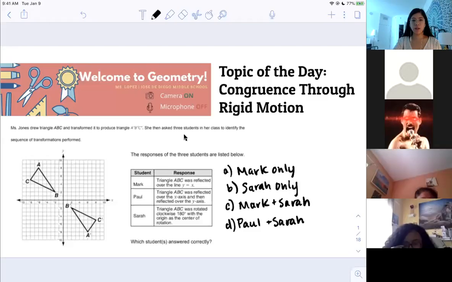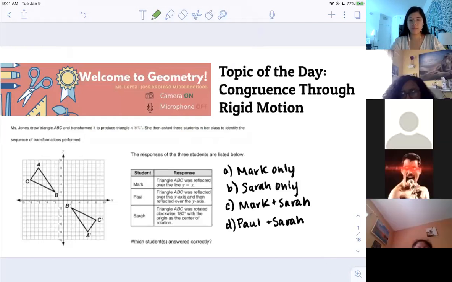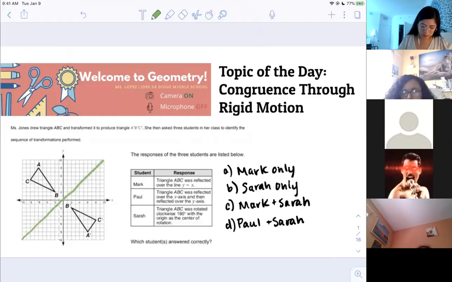Go ahead and start. So we're going to go in order, start with Mark. Mark claims that triangle ABC was reflected over the line y equals x. So who can remind me, what is the y equals x? It's the diagonal line. Good. And is it the positive one or the negative one? The positive one. Perfect. So we know that this is the line y equals x.